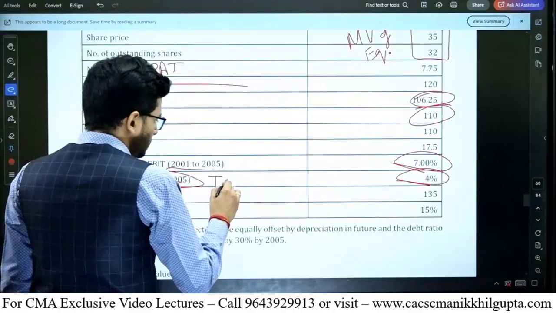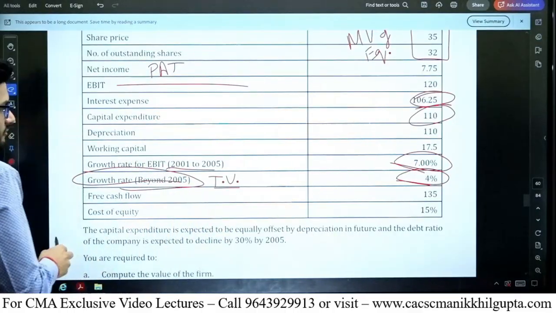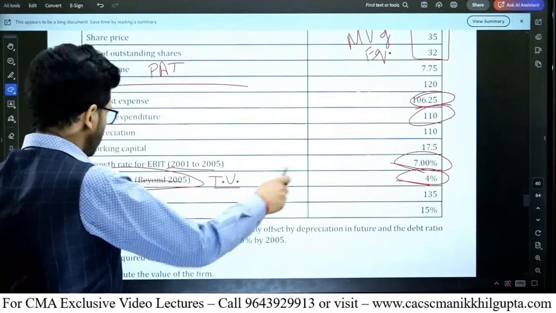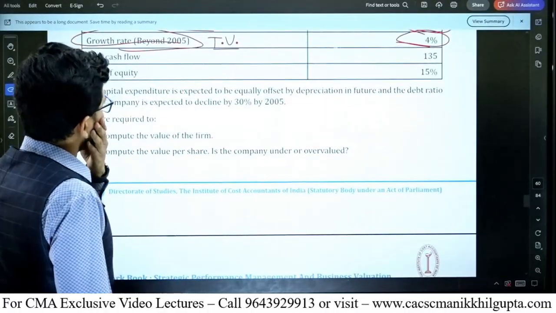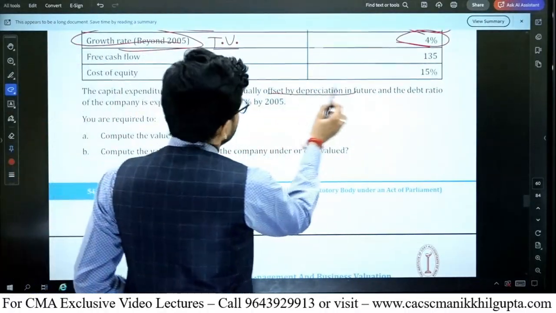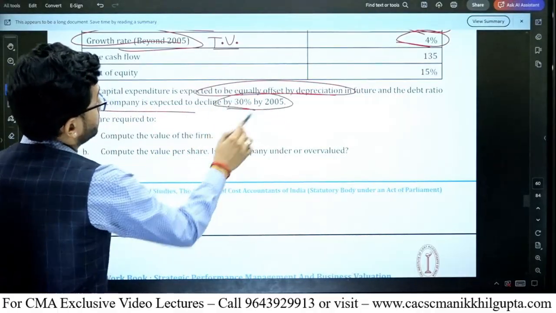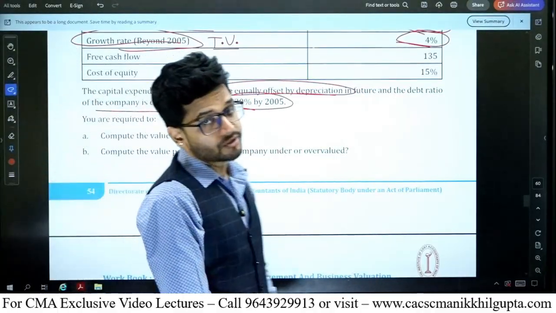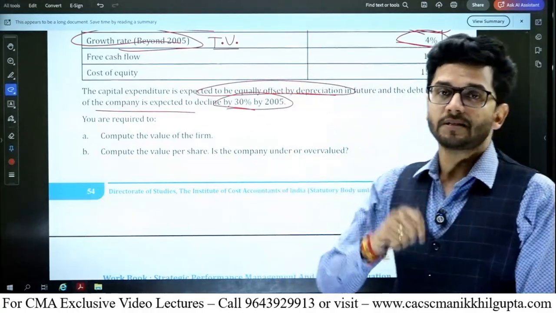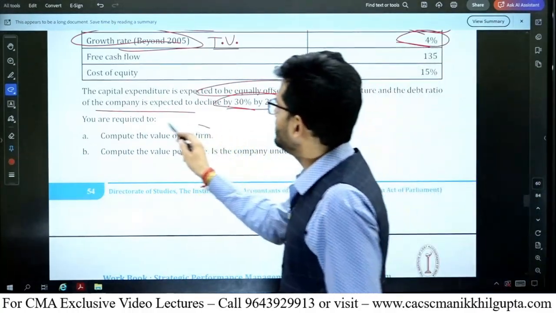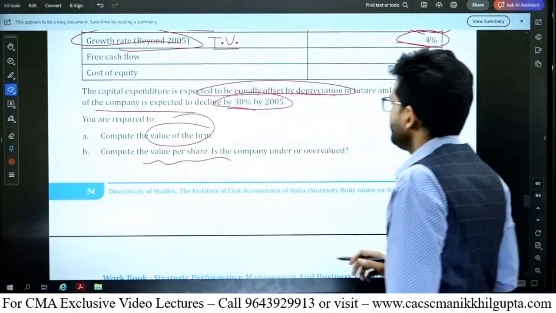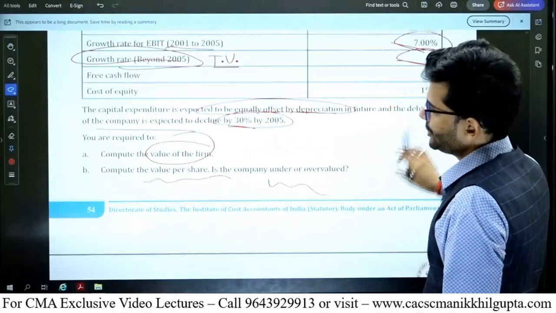This is for calculating the terminal value. Okay, free cash flow 135, cost of equity 15%. The capital expenditure is expected to be equally set off by depreciation. So capital expenditure and depreciation are equal in future. Debt ratio is declined by 30% in 2005. Debt ratio has declined by 30% in 2005. You are required to calculate the value of the firm and the value per share. Is the company undervalued or overvalued according to you?